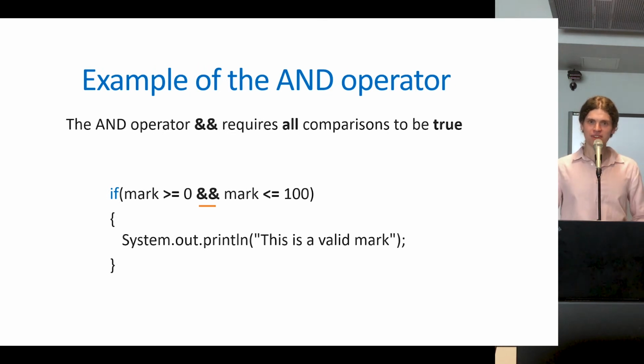But if you're checking for items within a range, you would tend to use the AND operator, because that will fulfill both at the same time. A mark of 50 will simultaneously be greater than or equal to 0 and also less than or equal to 100. Okay, so the AND operator requires all of those comparisons to be true, which, as we just said, a mark that fits within that range would fulfill both of those comparisons. So that would then print out the message, this is a valid mark. Okay, so there's just two helpful logical operators there to combine multiple comparisons.